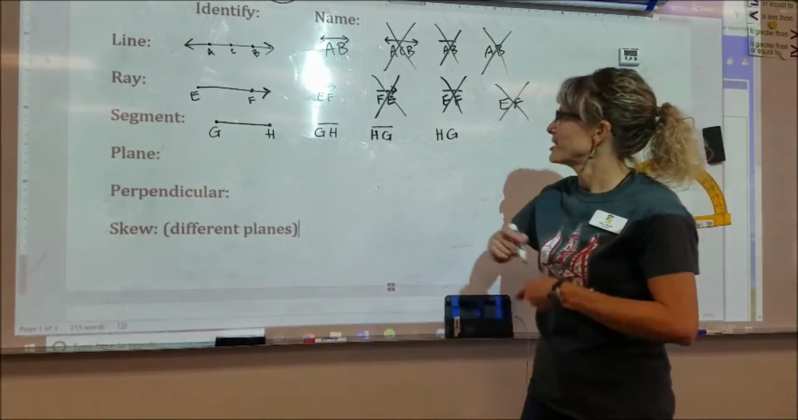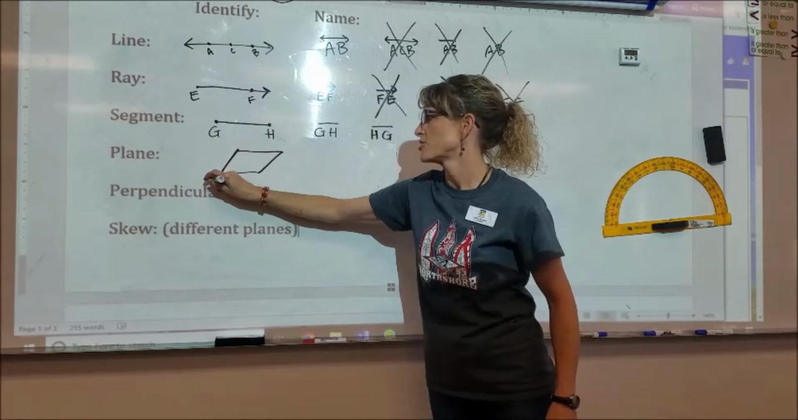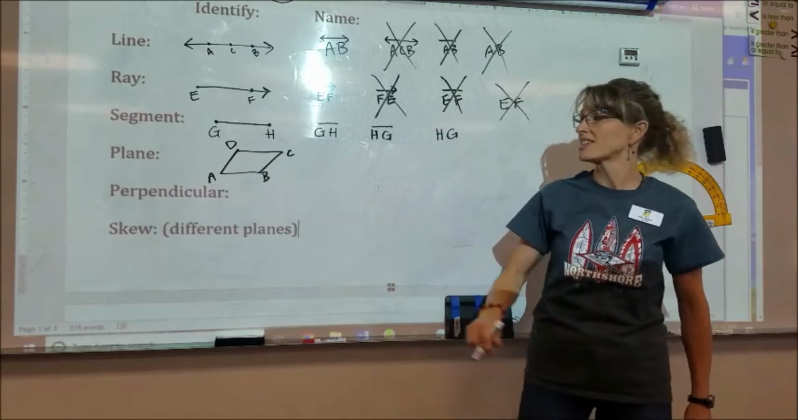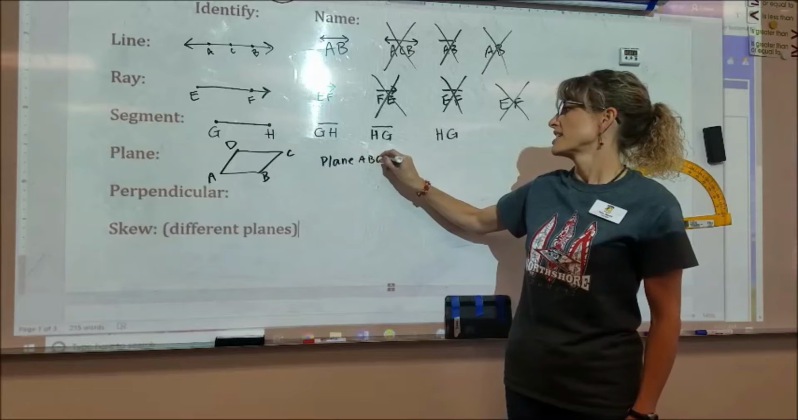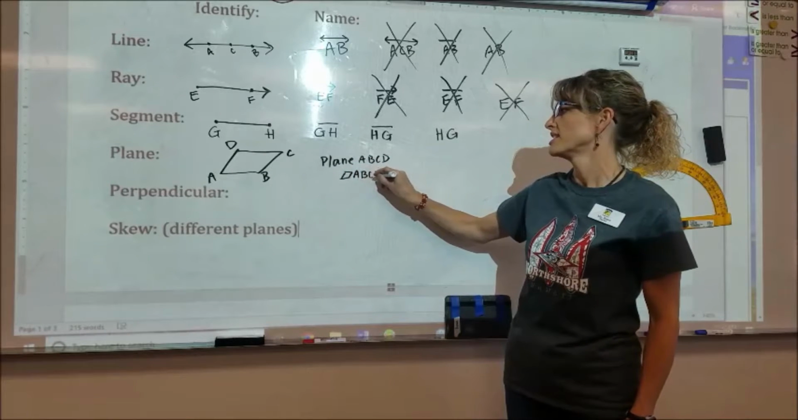So let's talk about planes. Planes are a 2-dimensional flat object. And we can name a plane by its 4 vertices. So ABCD. We would say either the word plane ABCD, or we could do a miniature drawing of a plane, say plane ABCD.